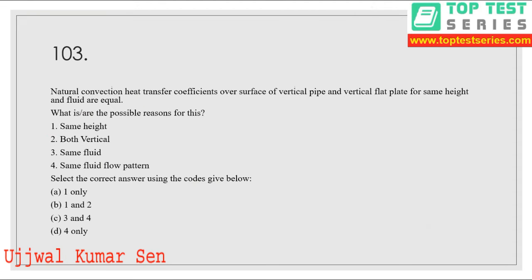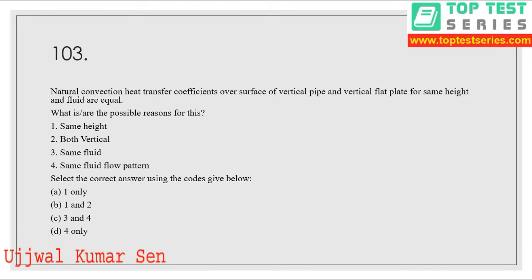Right. Let's move to question number 103. Natural convection heat transfer coefficient over the surface of a vertical pipe and a vertical flat plate for the same height and fluid are equal. What is or are the possible reasons: same height, both vertical, same fluid, flow pattern? Select the correct answer using the codes given below. It is written 'give below', but it is not correct. I think this should be 'given below'.